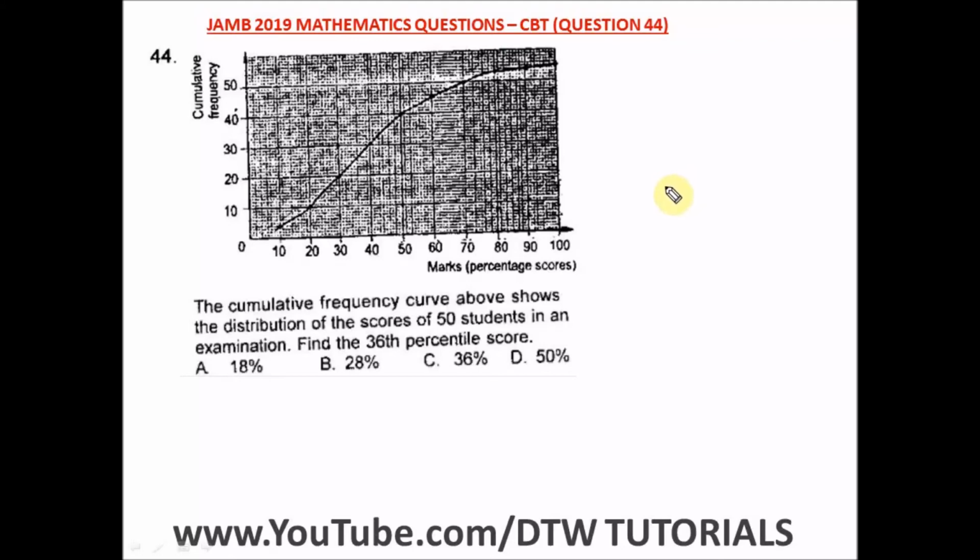Question 44 of the JAMB 2019 Mathematics Past Question, that's your UTME CBT exam. It says the cumulative frequency curve above shows the distribution of scores of 50 students in an examination. Find the 36th percentile score. Alright, in finding percentile, percentile and quartile and interquartile ranges are just division of data into several parts, into several points.